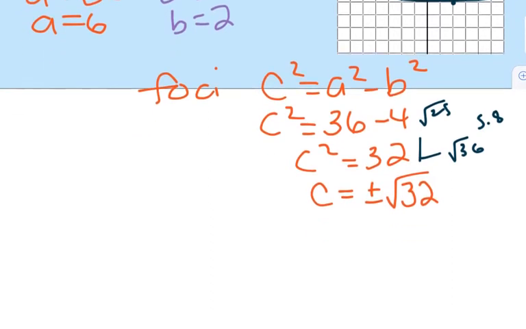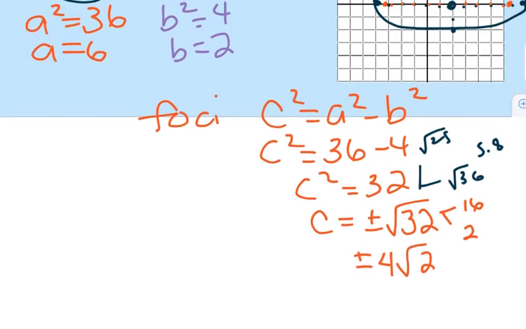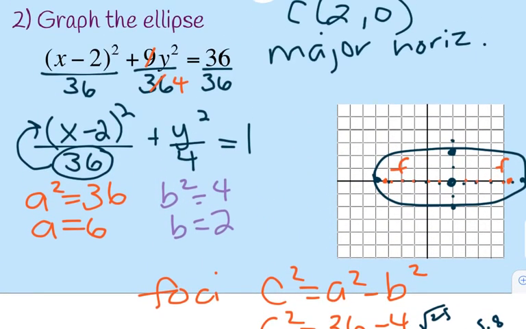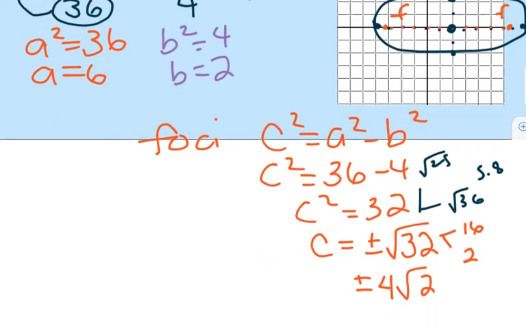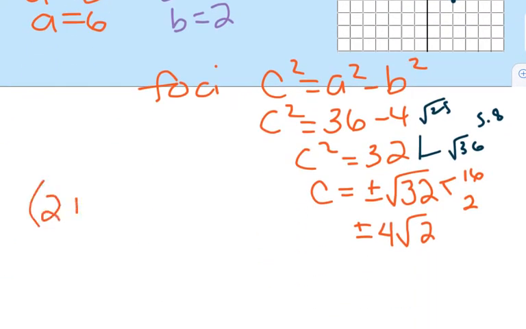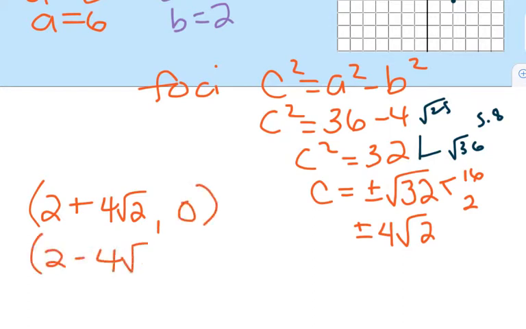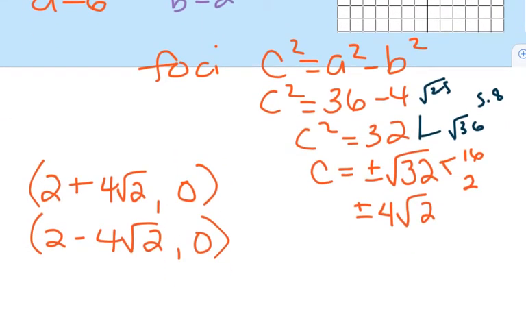And then to get the exact one, this is 16 and 2, so 4 root 2. And since I'm changing my x, I'm going to take my center, which is 2, and I'm going to add 4 root 2 to it. The 0 would stay, and then take 2 and subtract 4 root 2 from it, and the 0 would stay. And those are your foci.